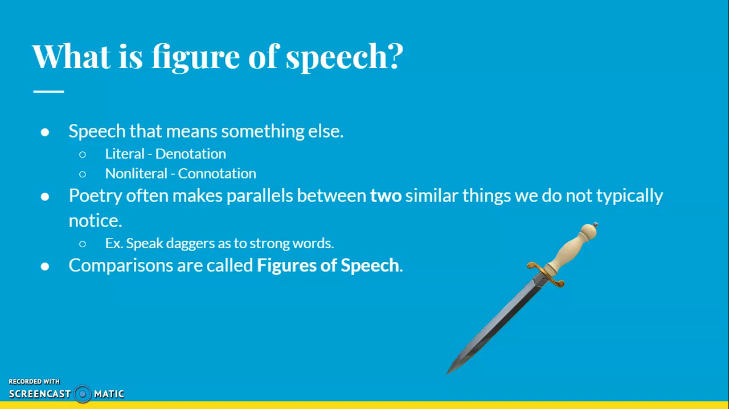Poetry often makes parallels between two similar things that we do not typically notice. For example, speak daggers as two strong words. You don't literally speak daggers, no one ever does. So connotatively, we attribute daggers to something that's harmful. It's strong. So we distinguish speak daggers as strong words. These comparisons are called figures of speech.